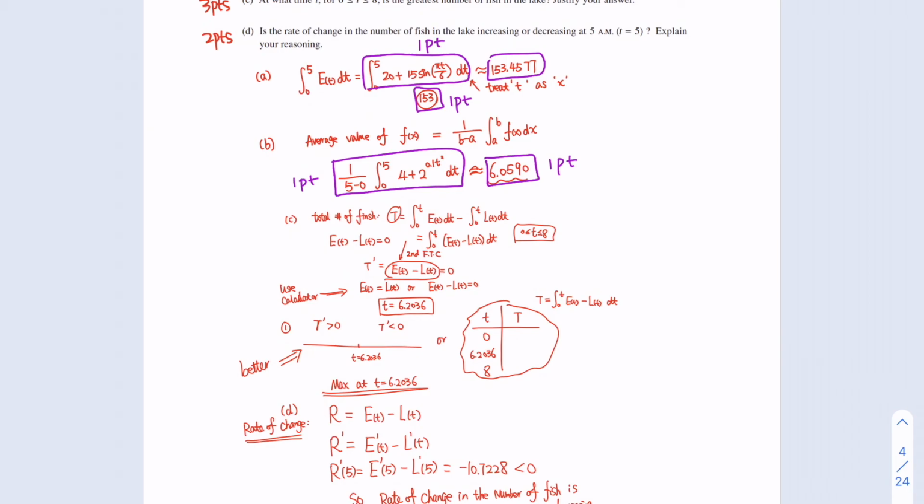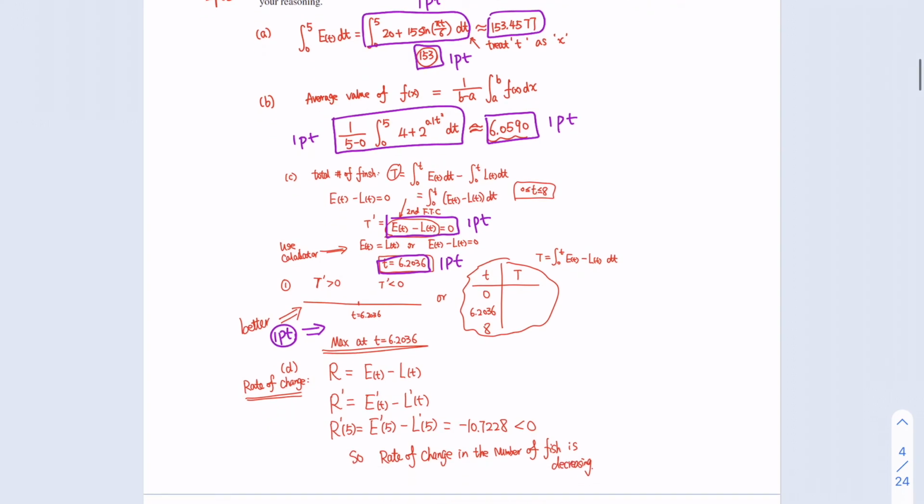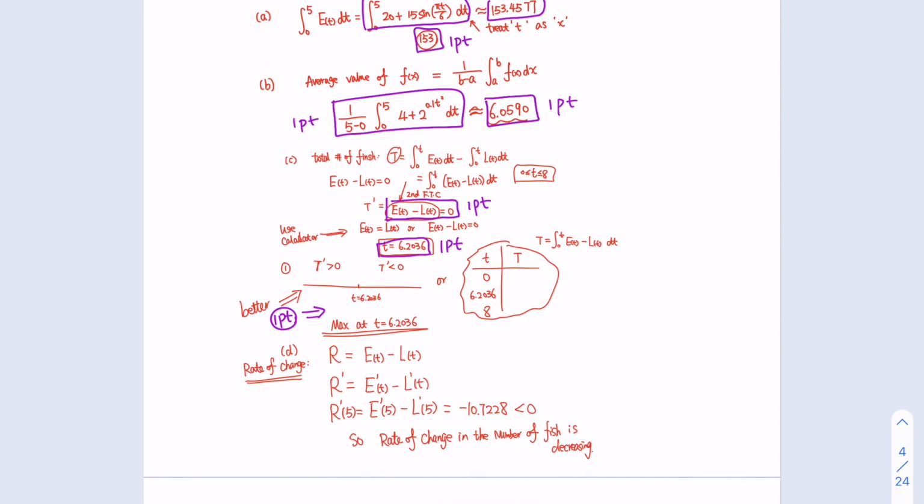Okay, next one. This derivative, you have to understand what the rate of change is. This is 1 point. t equals 0, t equals 6.2, 1 point. And the sign analysis. Explanation, 1 point. And the last one will be 2 points. One point here, and 1 point explanation.